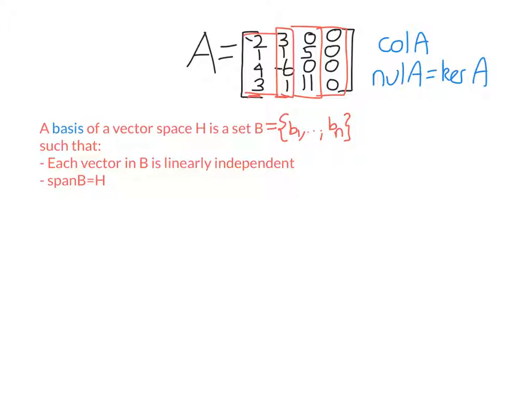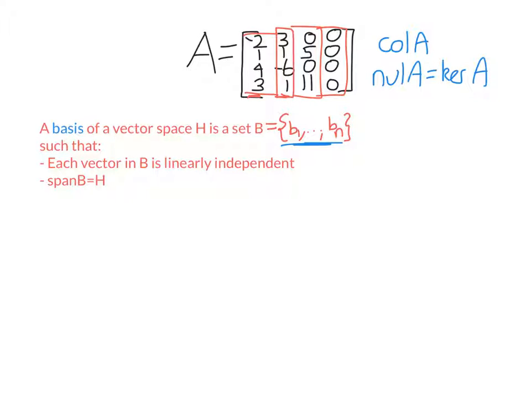So a basis is a set of vectors, which I've called B1 to Bn, such that each of those vectors is linearly independent, and the span of those vectors is equal to H, the vector space. So what that means is a set of vectors forms a basis for H if every vector in H can be written as a linear combination of these vectors here, and there are no linear combinations of the vectors in B that are not in H. That's what I mean by them being the same thing.